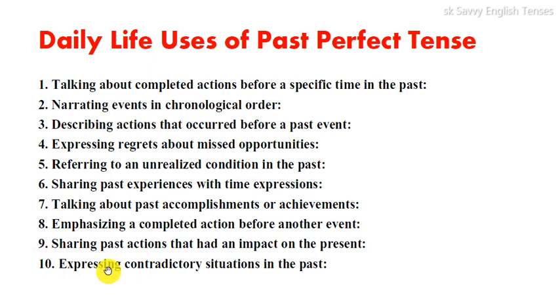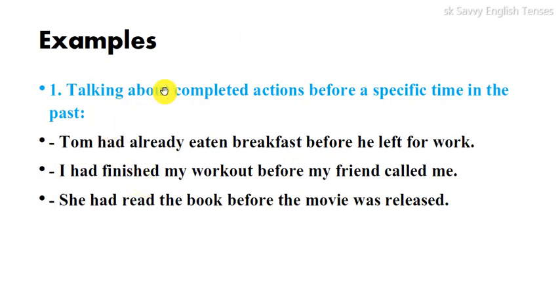Okay, so let us give examples of the practical uses of the past perfect tense. Number first is talking about completed actions before a specific time in the past. For example, Tom had already eaten breakfast before he left for work. I had finished my workout before my friend called me. She had read the book before the movie was released.